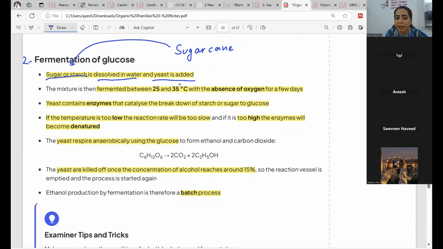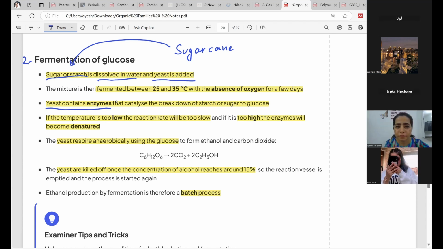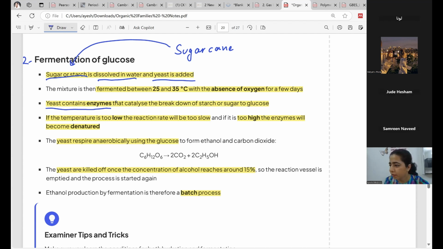I hope you guys know about the yeast. Yeast contains some enzymes inside. Anyone, if you remember from biology, can you tell me what is an enzyme? What is the function of an enzyme? And why are we using an enzyme here? Any idea? Okay, yes, Wafia, and then Luna as well. Yes, Wafia, you want to tell? Unmute your mic.